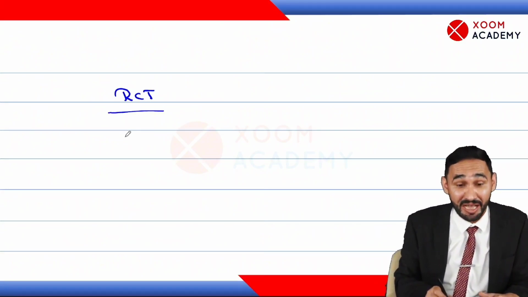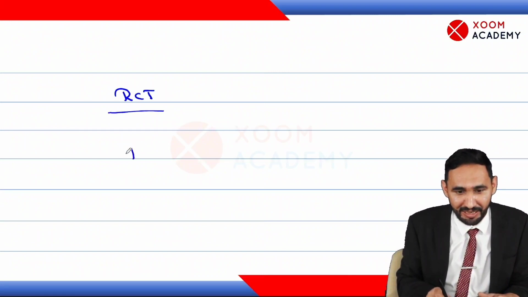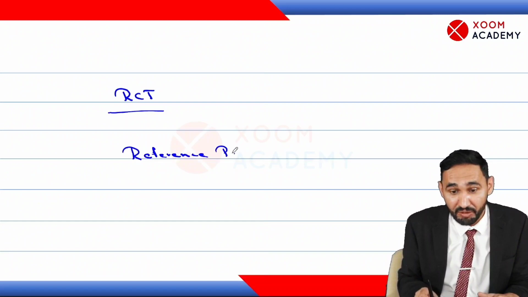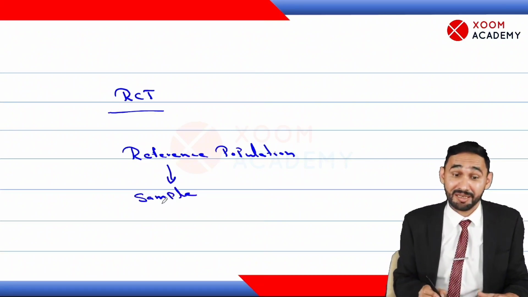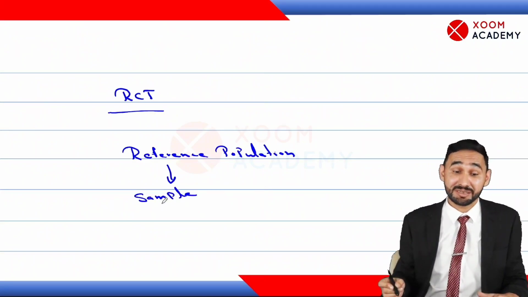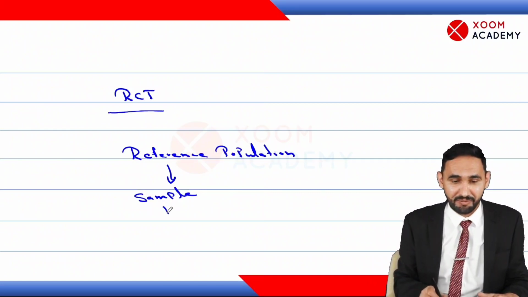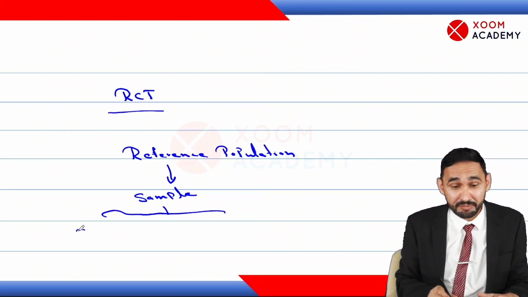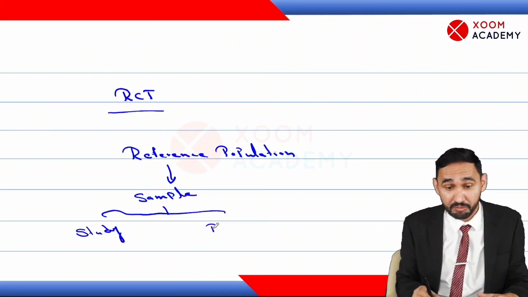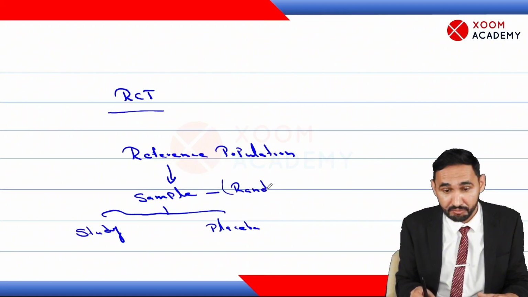In a randomized controlled trial, the steps are: number one, reference population. What is a reference population? A population from which a sample is drawn. Then we will take the sample. Then we will do randomization. We'll divide the sample into two groups, study group and placebo group, by randomization.